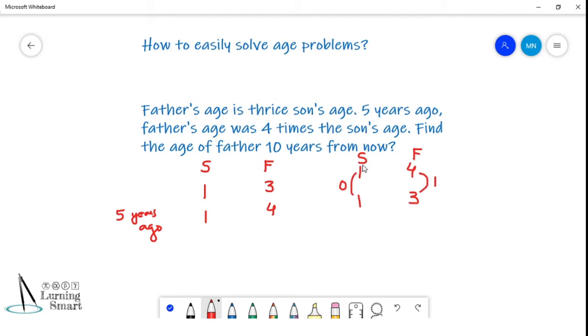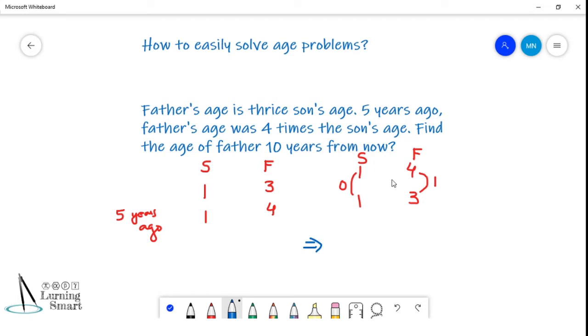Because from 1 and 4, after 5 years, it became 1 and 3. So the difference in the ages should be the same. Here see, the difference is 0, the difference is 1. So the difference is different, 0 and 1. The first step is to make the differences same.